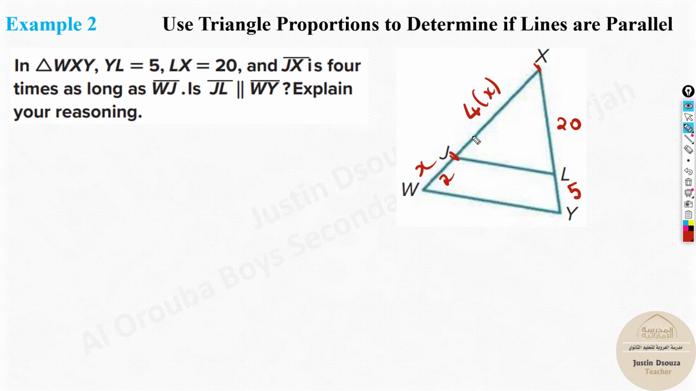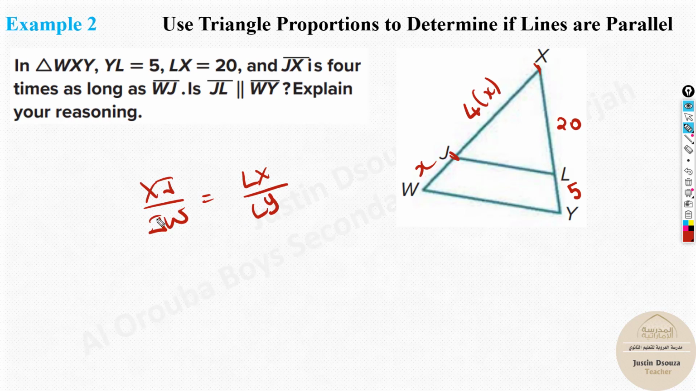Now imagine this was 2 here. This will be 4 times 2, that is 8. That's how we get it, okay? So that is the thing. Now let us write the proportionality. We can write XJ by this dimension, JW. That must be equal to what? LX divided by LY.